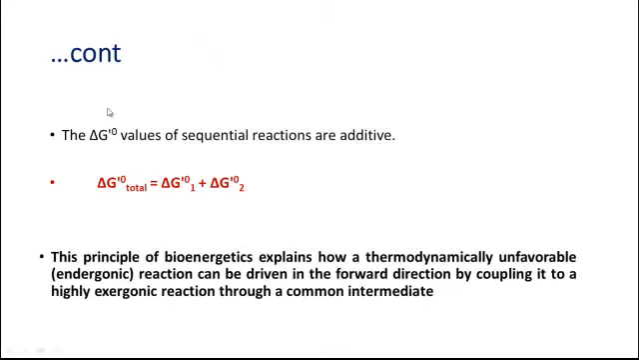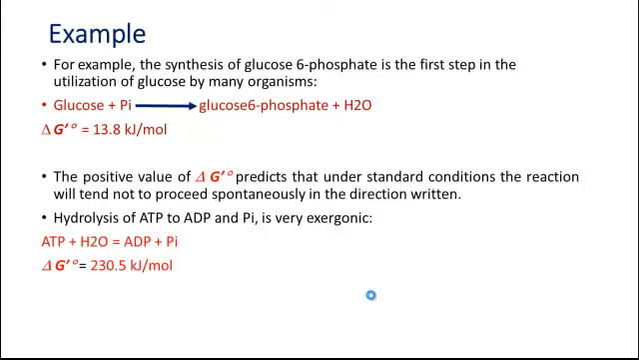As you can see here, the total standard free energy for the sequential reaction will be equal to the standard free energy of the first step plus the standard free energy of the second step. And these kinds of reactions are known as coupled reactions because the reaction proceeds through a common intermediate. Now let's take the example of the synthesis of glucose 6-phosphate from glucose.